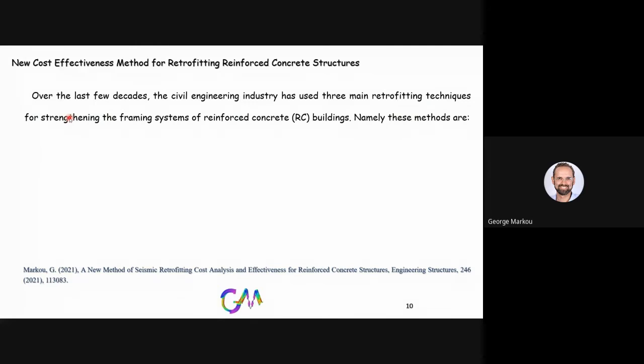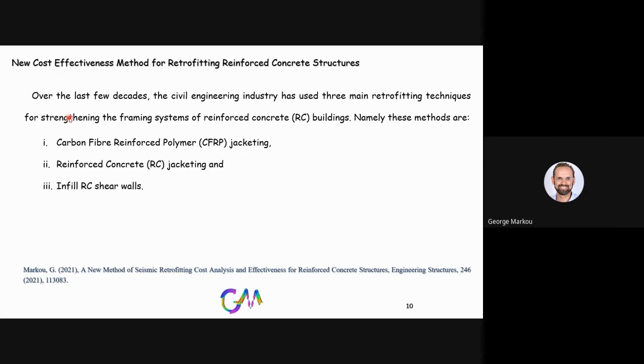So the continuation foresaw the development of a new cost-effectiveness method in order to determine which strategy is the best when it comes to retrofitting reinforced concrete structures. The main methods that we use in order to retrofit reinforced concrete structures are CFRP jacketing, of course, reinforced concrete jacketing, and infill reinforced concrete shear walls.